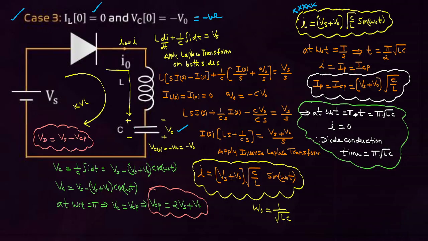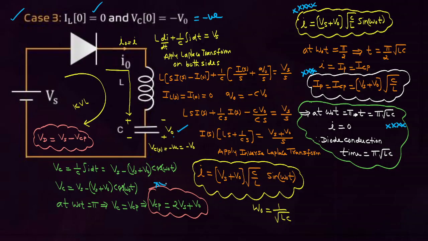Concentrate on the instantaneous current expression. Concentrate on the peak current expression. Concentrate on the peak voltage across the capacitor. And this is the peak current expression: Vs plus V0. Negative is given, plus you take. Then what is the diode conduction time? It is pi root LC only.